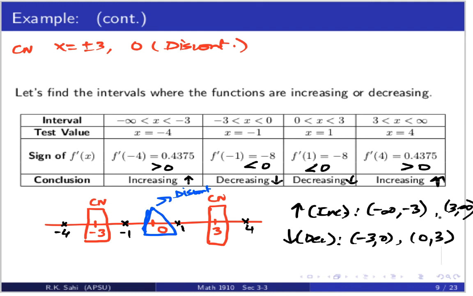Okay, so we had an example where we had critical numbers and we also had some discontinuities. Now let's look at another example, which is a trigonometric function.